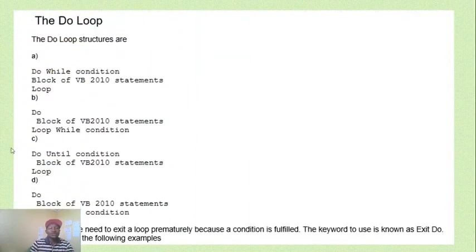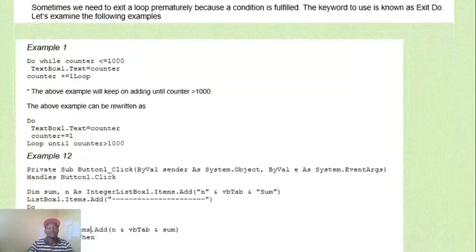Let's go to the do loop. The do loop structure is as follows. We have do while condition, then we have the statements. Sometimes we need to exit a loop prematurely because a condition is fulfilled. The keyword to use is known as exit do. Let's examine the following examples.